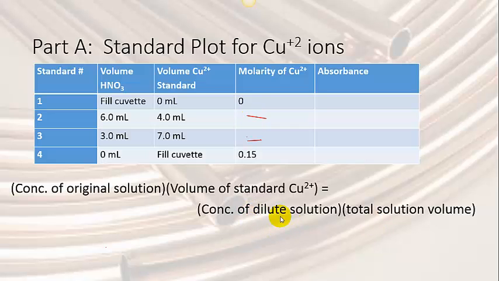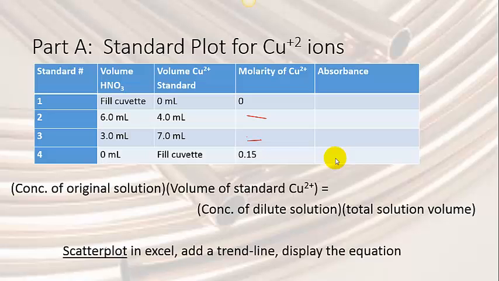So the concentration of dilute solution times the total solution volume, and for both of those calculations, that total solution volume will be 10 milliliters, because you have, in the first case, 6 plus 4, and then 3 plus 7. So you could actually do this before you come to lab, is figure out the molarity of these 2 standards. Then you can read your absorbance. So once you have your 4 cuvettes filled, you will go to the spectrophotometer, and there will be directions, and you will read the absorbance and write those in your data table in your notebook.